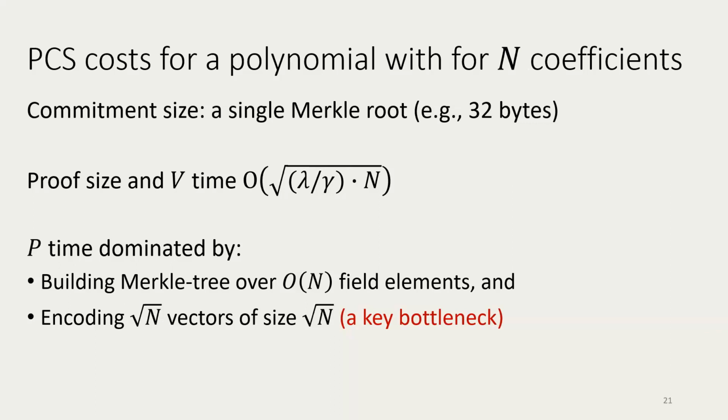The prover time is dominated by two tasks. One of them is building a Merkle tree over O of n field elements, and the other is encoding square root n vectors, each of size square root n. In practice, this turns out to be a key bottleneck.